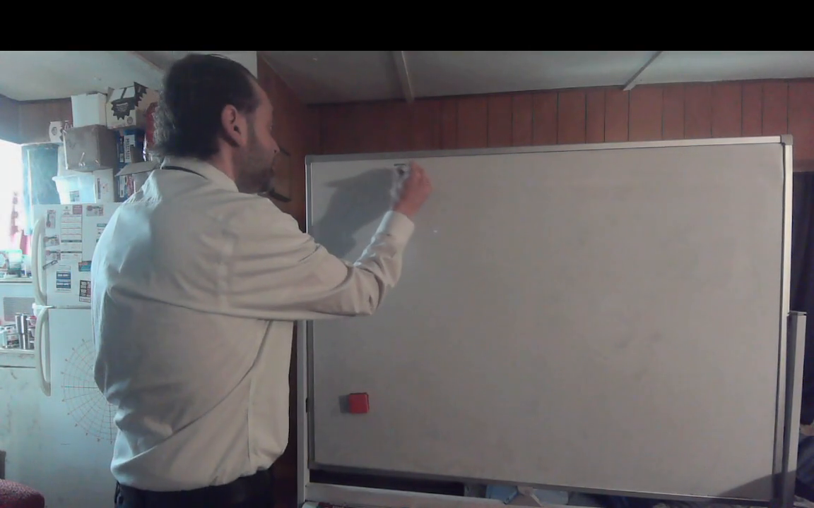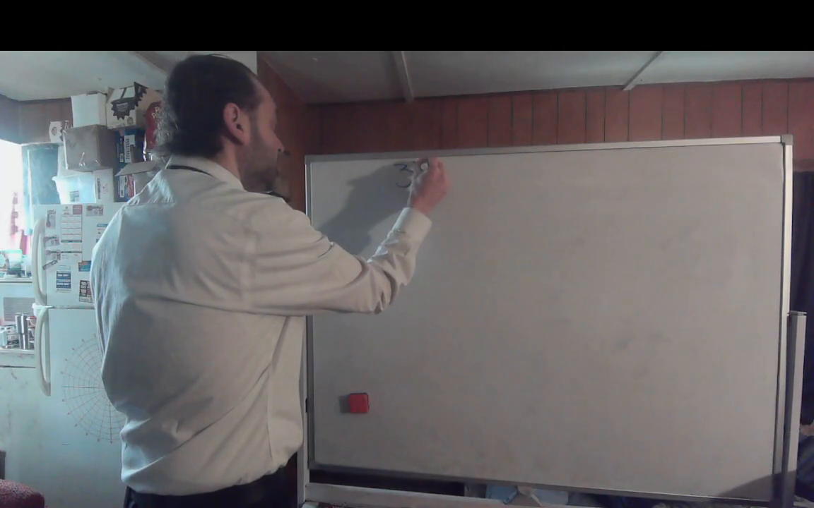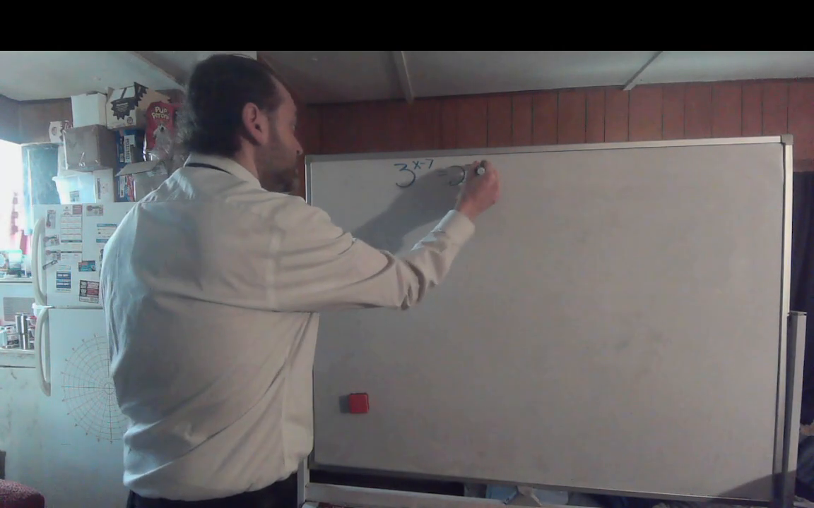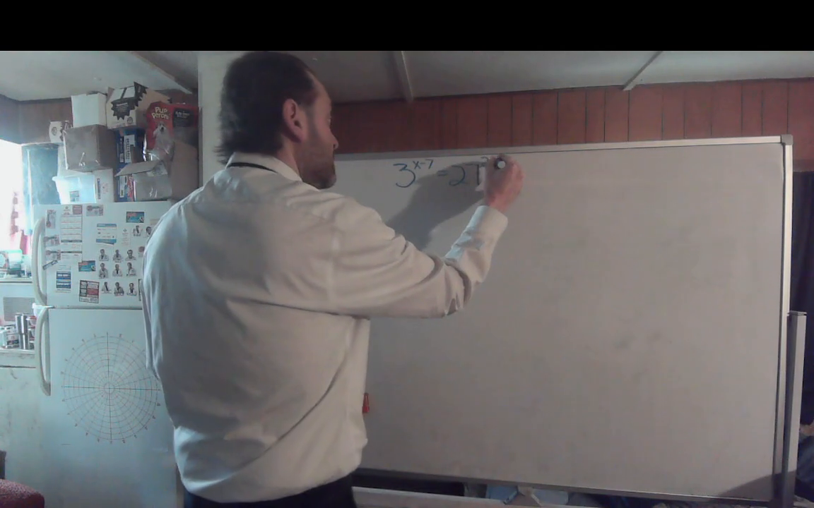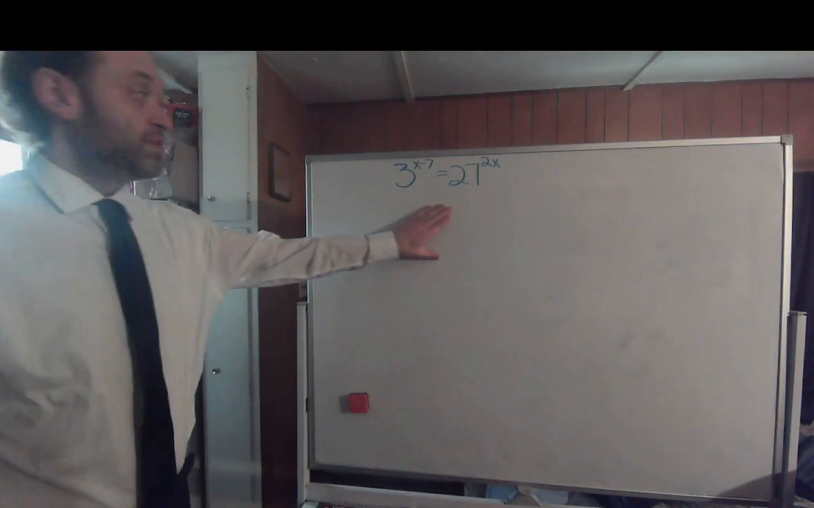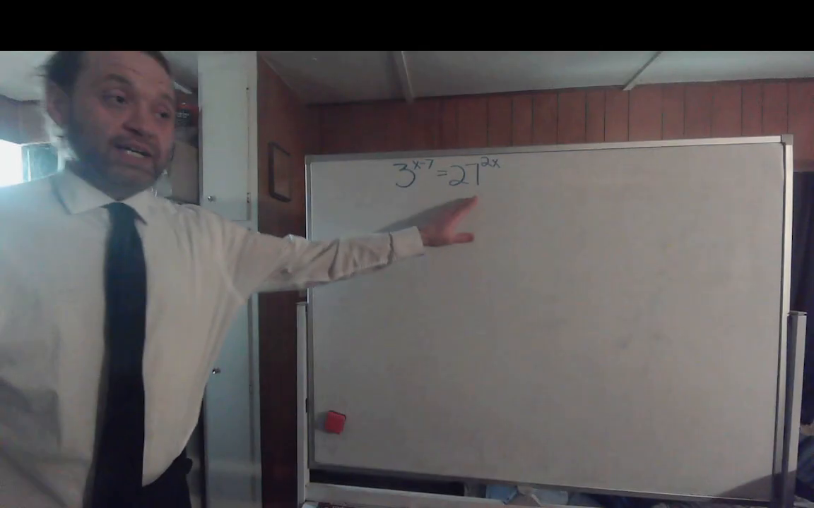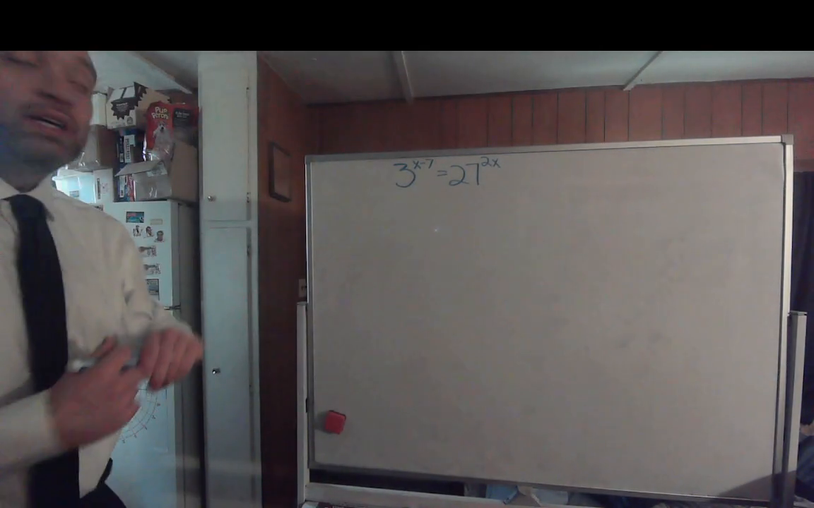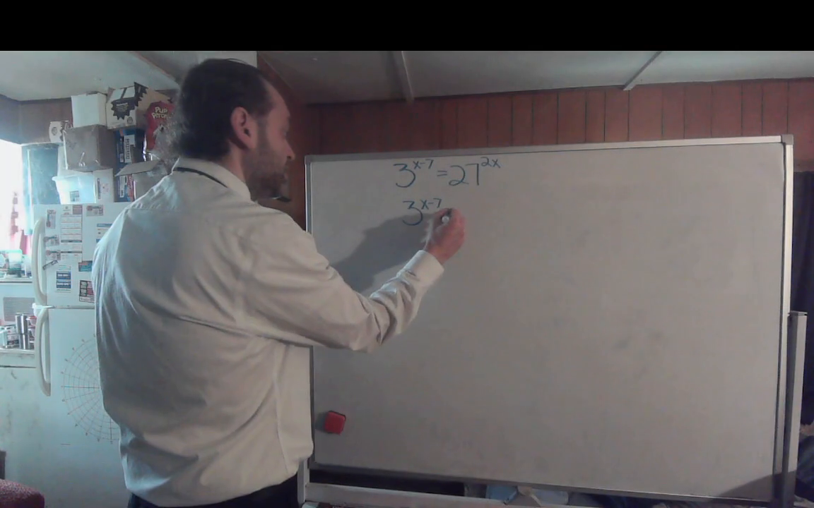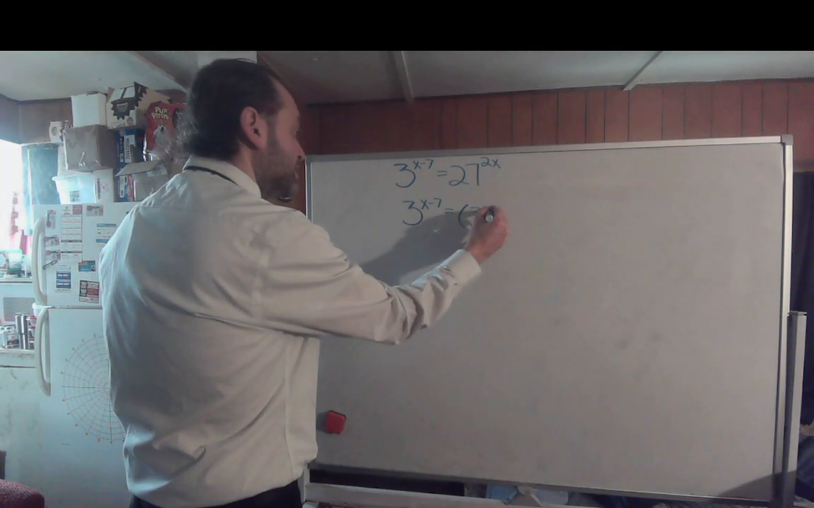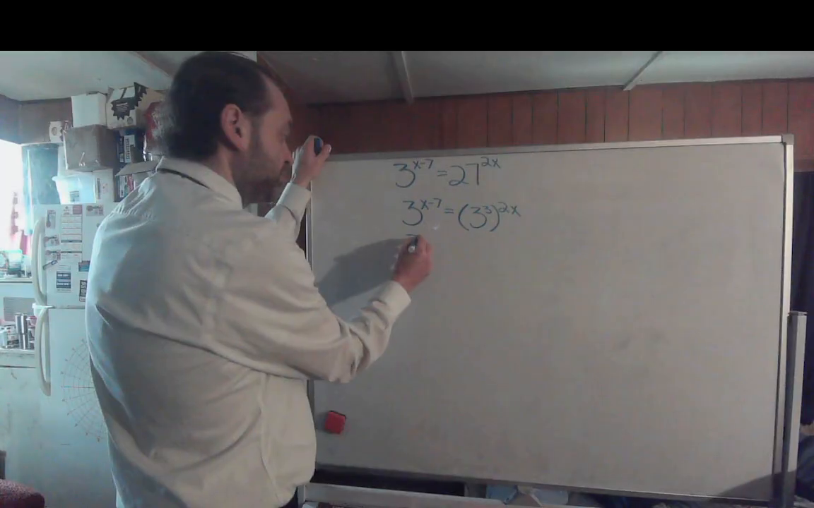All right, let's see. We have 3 to the x minus 7 is equal to 27 to the 2x. All right, so we have 3 to the x minus 7 equals 27 to the 2x. Well, can we relate 27 to 3 at all? We can, because 27 is 3 to the third. So this will turn into 3 to the x minus 7 equals the quantity of 3 to the third raised to the 2x power. So now all we have to do is simplify the right-hand side.